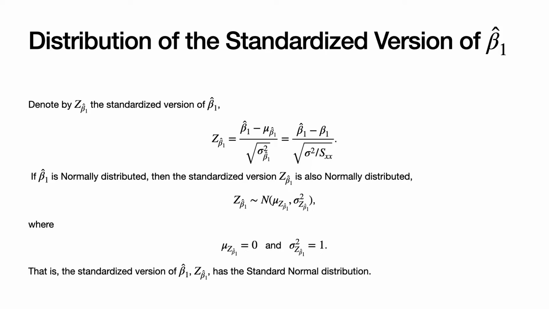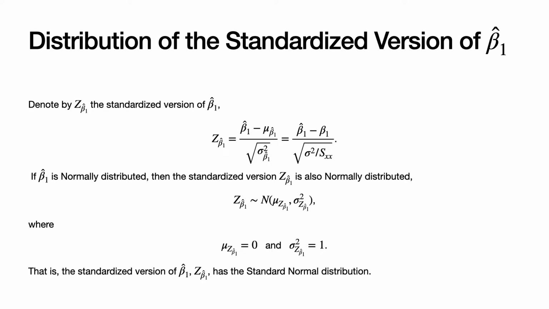Denote by Z sub beta 1 hat the standardized version of beta 1 hat. That is, Z sub beta 1 hat is equal to beta 1 hat minus the mean of its sampling distribution, which is beta 1, divided by the standard error of that difference. The standard error being the square root of sigma squared over S sub xx.